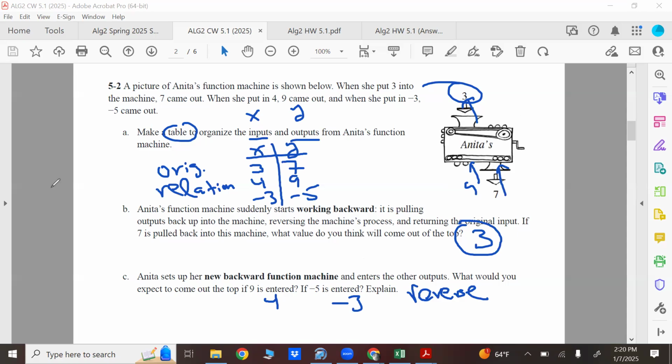And the table would look like this, if we made a table with an inverse relation. Hope you guys can read that. Yep, that looks pretty good. You just swap. Really, guys, that's all we're doing. We're swapping x and y. It's kind of that simple.